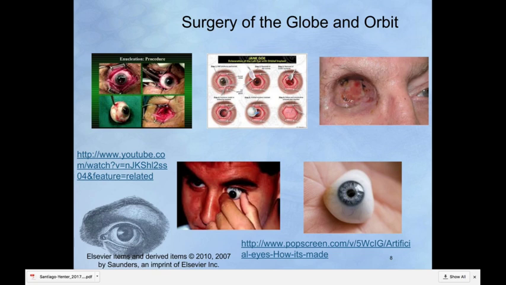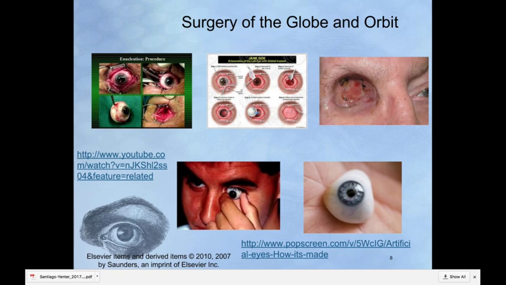Evisceration is the surgical removal of the contents of the eyeball with the sclera left intact. And exenteration is the complete removal of the contents of the orbit. This procedure is also performed for cancer, but is more extensive than an enucleation. Exenteration is a surgical removal of the entire eye, eyelid, ocular muscles, and orbital fat.